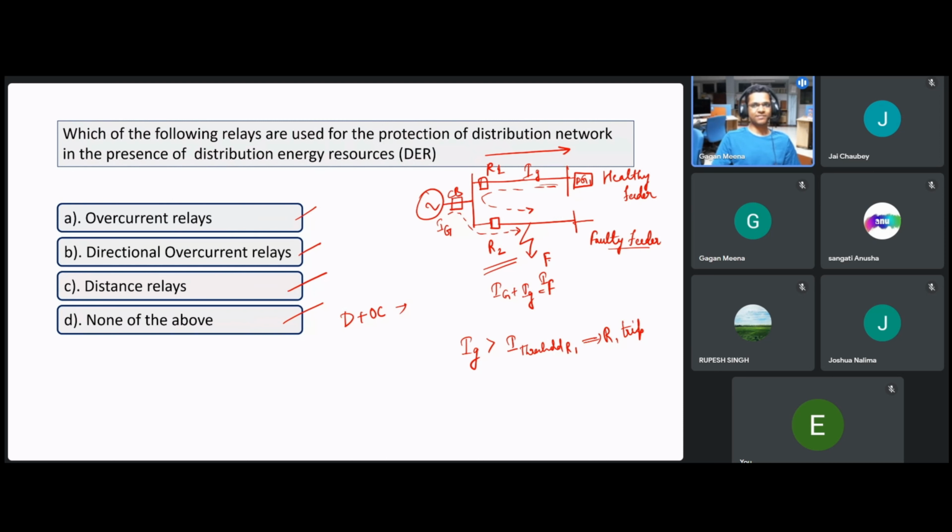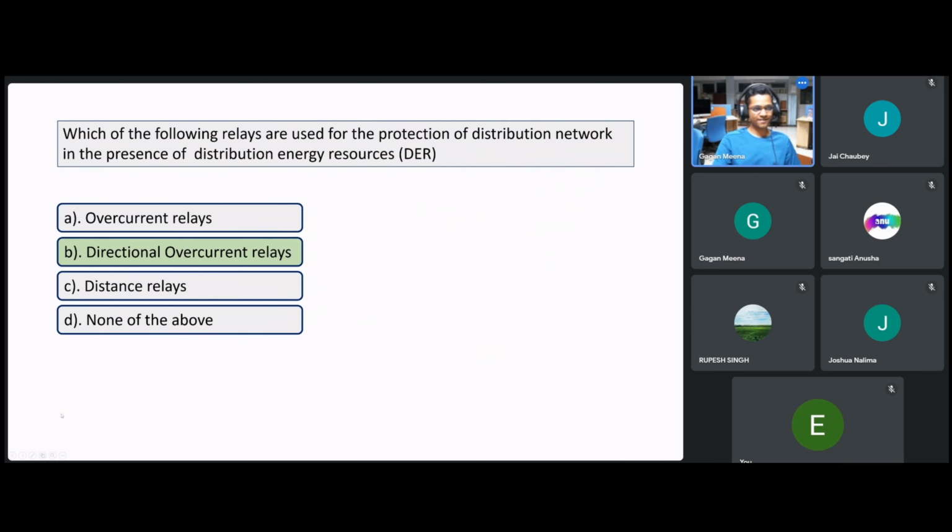So if there is a fault F here, R1 will not trip. So we need a directional element. So a directional element overcurrent relay will help us.